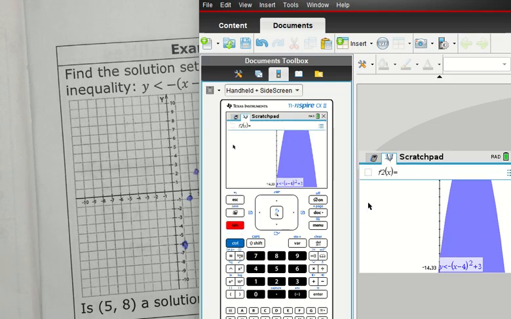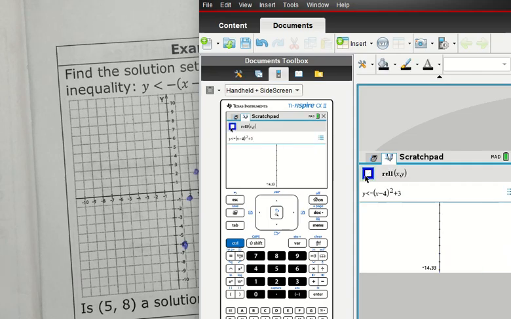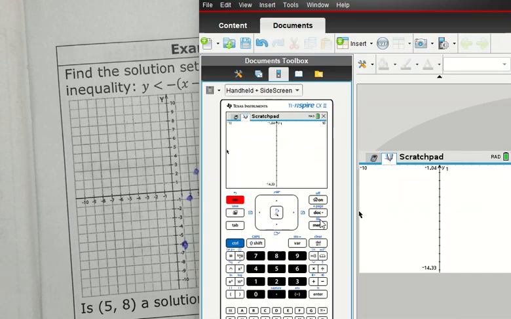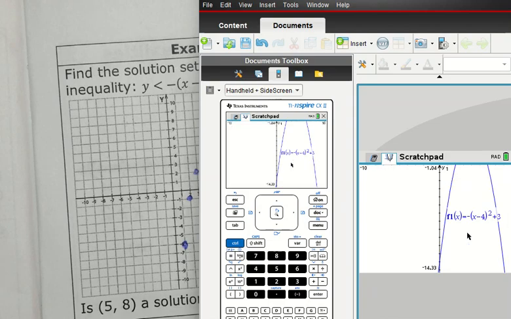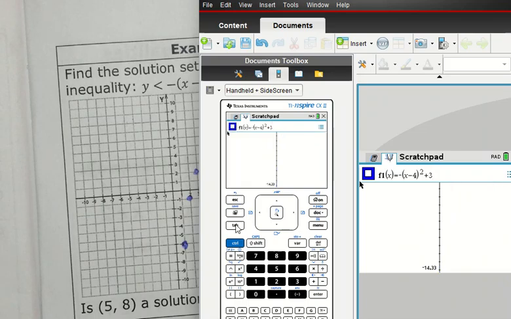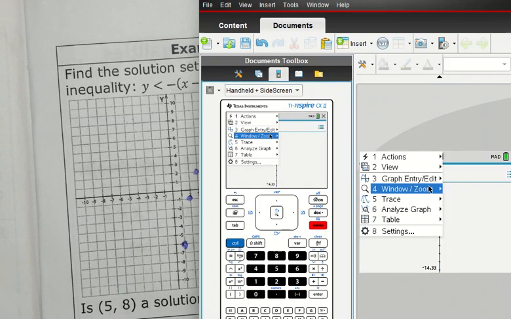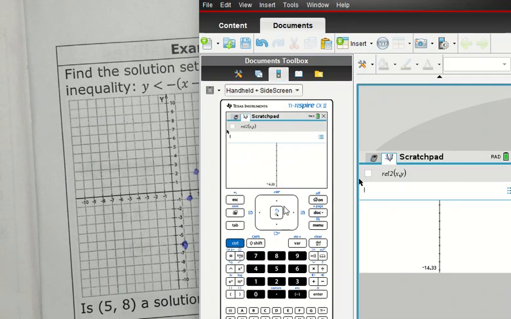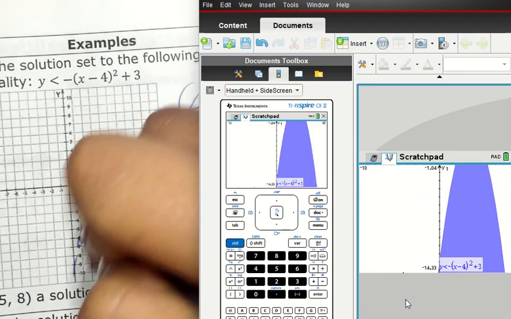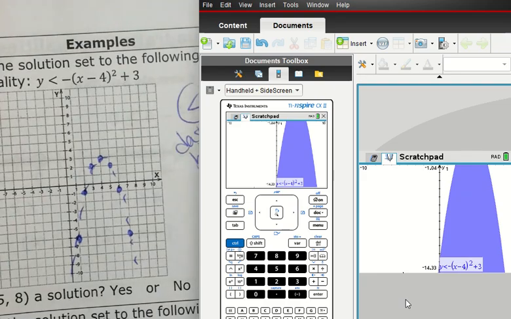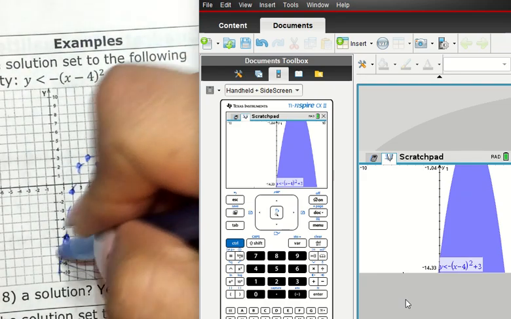If you didn't do relation and you did only function, again, you cannot tell where to shade or whether it's dashed or solid. So just know the difference in how you type it in. Of course, it will benefit you to graph it in relation more. So with that, we trace a dashed quadratic equation, and then we shade inside of it.